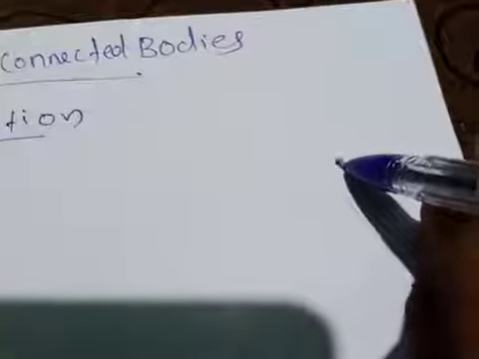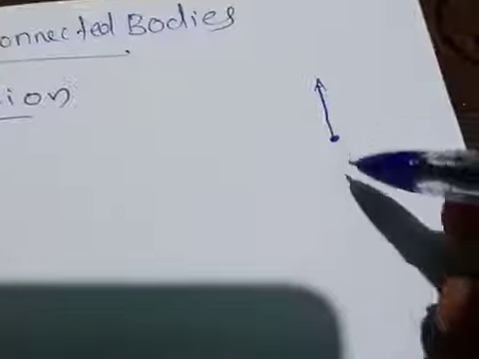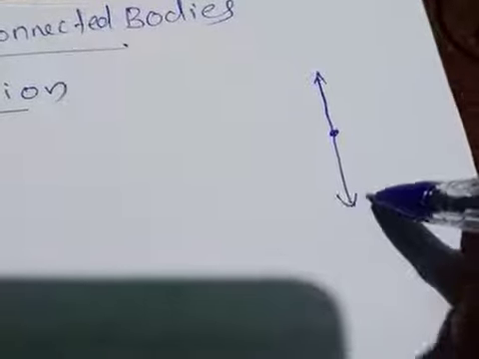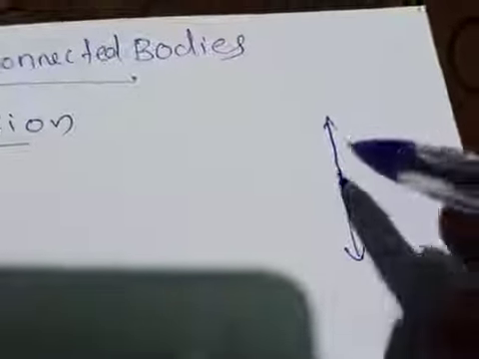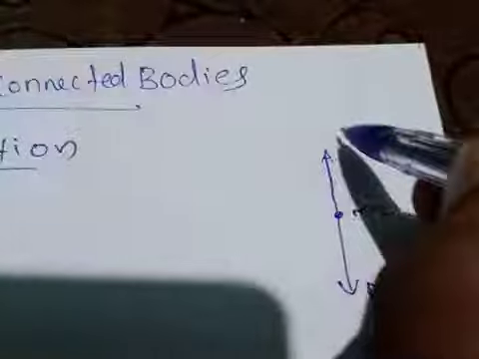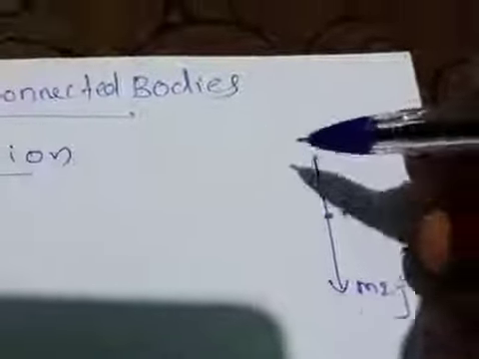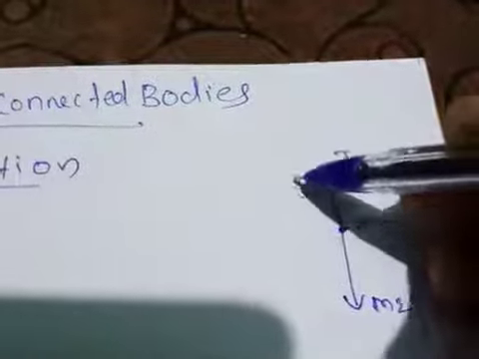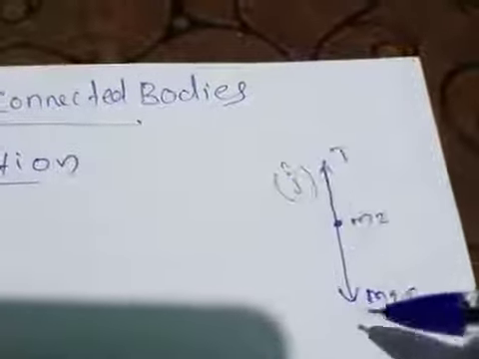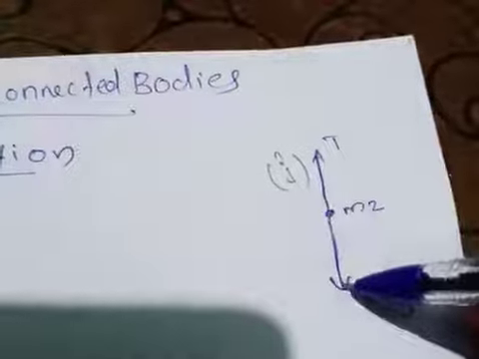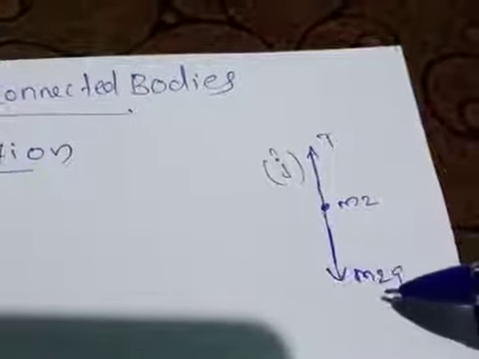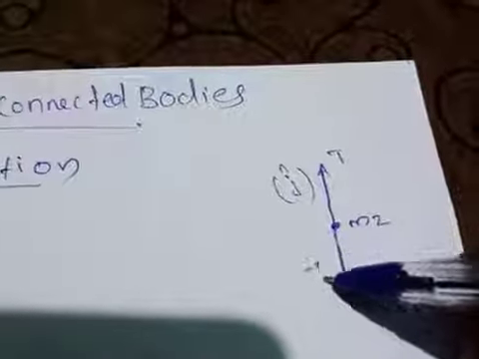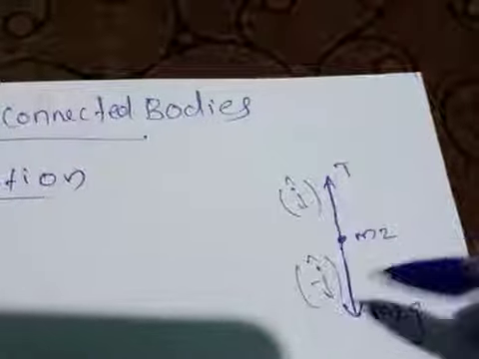So this is the diagram. Here is the tension and here is M2G. This is mass M2, and this is the tension, acting in the positive y-axis direction, so you use the j unit vector. And here M2G is in the direction of minus j unit vector.